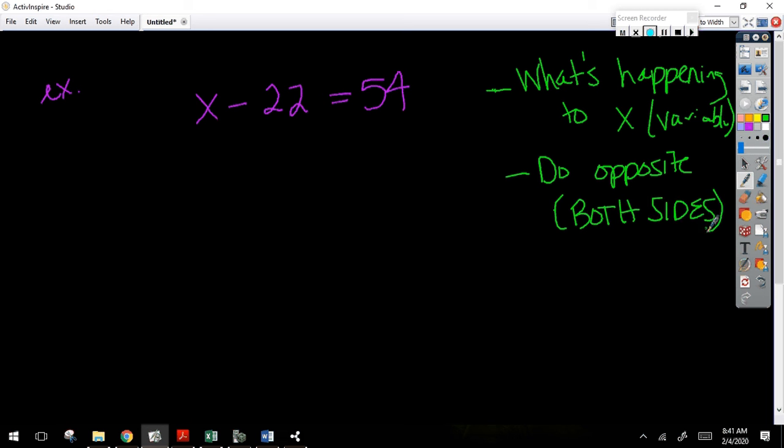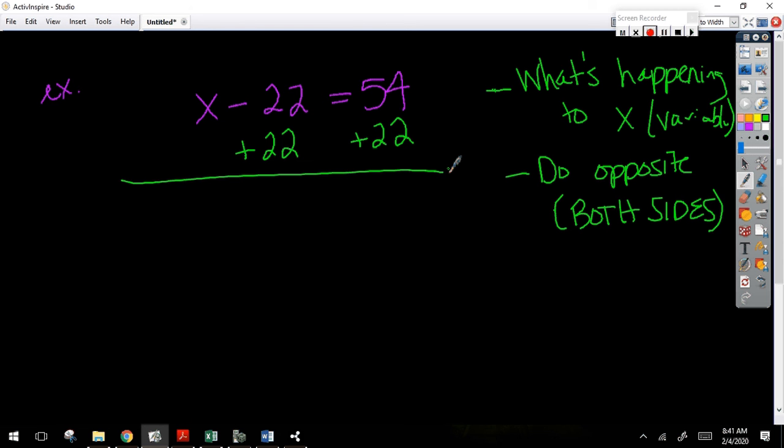So y'all are exactly right. 22 is being subtracted. The opposite of subtraction is addition. But why make it that complicated when you can just do 54 plus 22? That's what I'm doing. Oh, I thought you get rid of 22. No, you add to both sides. I thought you were adding it to that. It's not the 54, my bad.